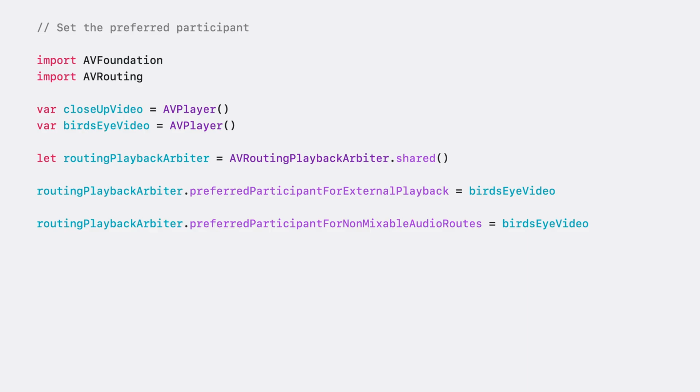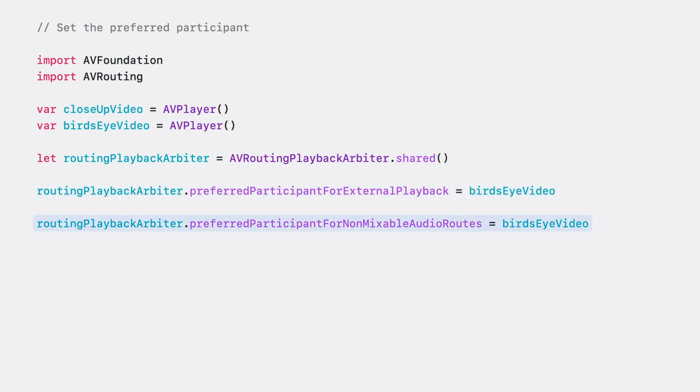Next, I'll show an example of how to use this API. First, I set up two AV players, one of the close-up shot and one of a bird's eye view. Then, I obtain the playback arbiter singleton from an instance of the AV routing playback arbiter. I want to see the bird's eye video on the big screen whenever I route to AirPlay, so I set it as a preferred participant for external playback.